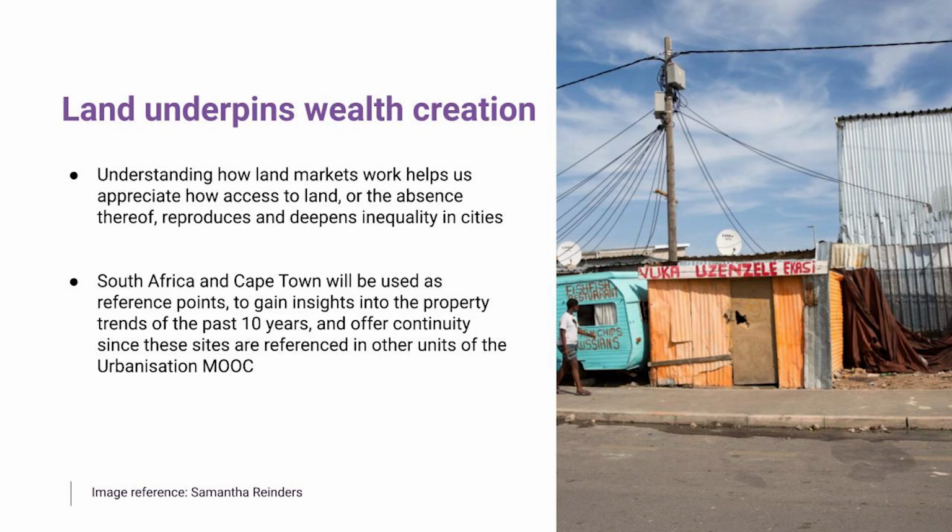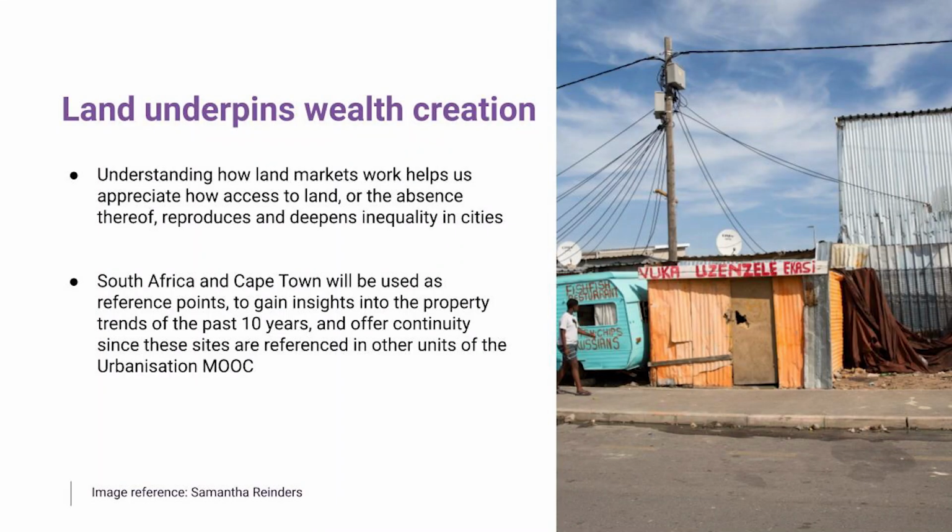And so we know that demanding political rights and asserting cultural rights is often the mechanism by which these other forms of inequality are addressed. Now, in this particular session, what we want to do is zoom in on land as a key asset that underpins wealth creation. Once we understand how land markets operate, we can appreciate how access to land, or the absence of it, reproduces and deepens inequality in the city. But this is only one aspect of economic inequality. I'm going to use South Africa, and Cape Town in particular, as a reference point because it helps us understand what the trends have been over the last 10 years or so. In some of the other sessions we've done, we've explored examples in relation to Cape Town, so this offers us some continuity.